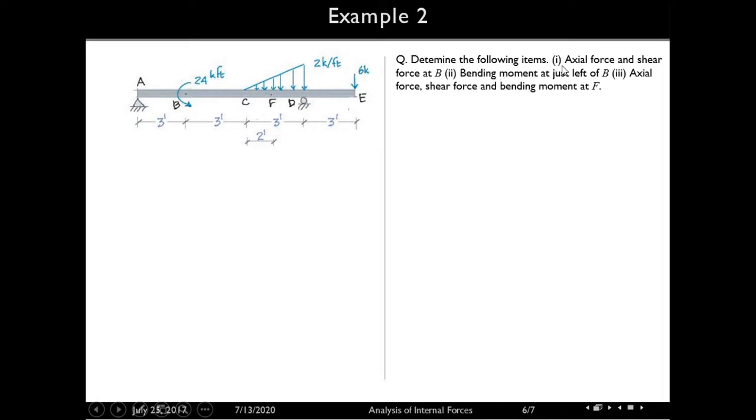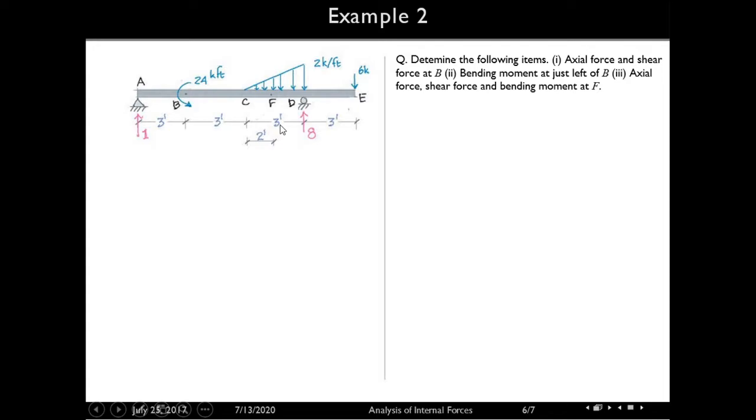Determine the following items: axial force, shear force at B, bending moment at just left of B, axial force, shear force and bending moment at F. In order to solve this problem, the first step is to draw the free body diagram. To draw it, firstly you need to replace the supports with the reactions. We can see here a pin support and a roller support. The pin support will be replaced by two reactions and the roller support will be replaced by one vertical reaction.